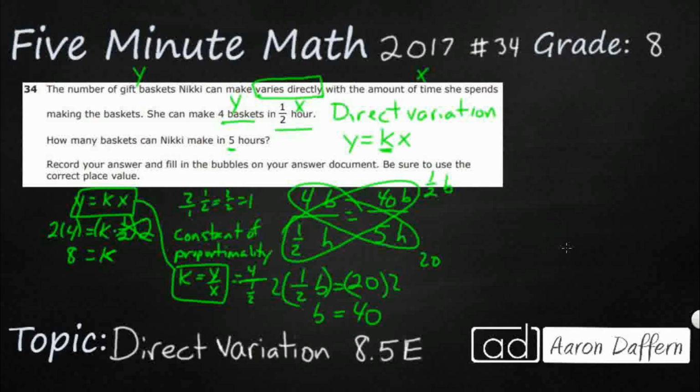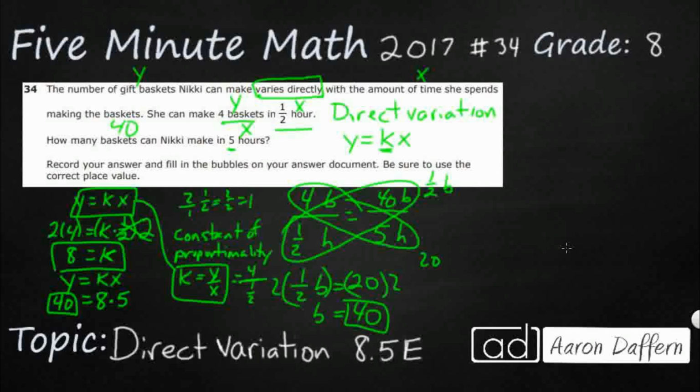Let's see if I plug this 8 back into my y equals kx. That's going to work. So y equals kx. But now they're going to give me 5 hours. So that's going to be my x right here. And then my k is 8. Yeah, pretty simple. So either way you look at it, we're getting 40 baskets in 5 hours.